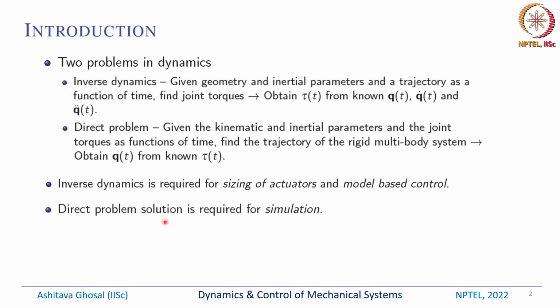The direct problem, on the other hand, is required for simulation. If I make a model of my multibody system and if I tell that the torque which you are applying at the actuator is given by tau of t, I need to show you how the rigid bodies of this multibody system are going to move. Hence we need to solve the equations of motion, and that is called simulation.